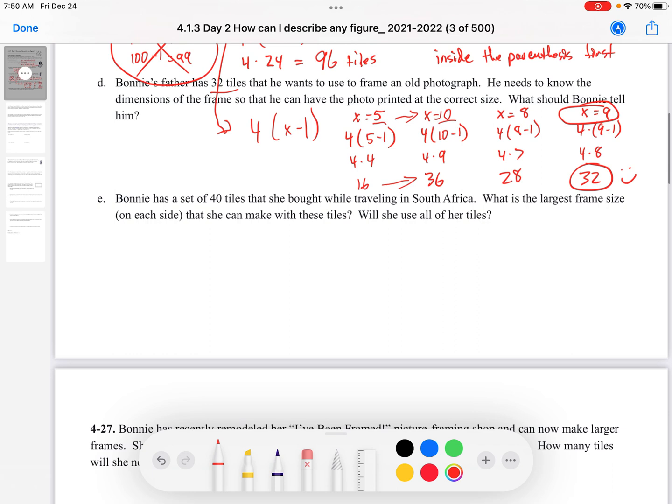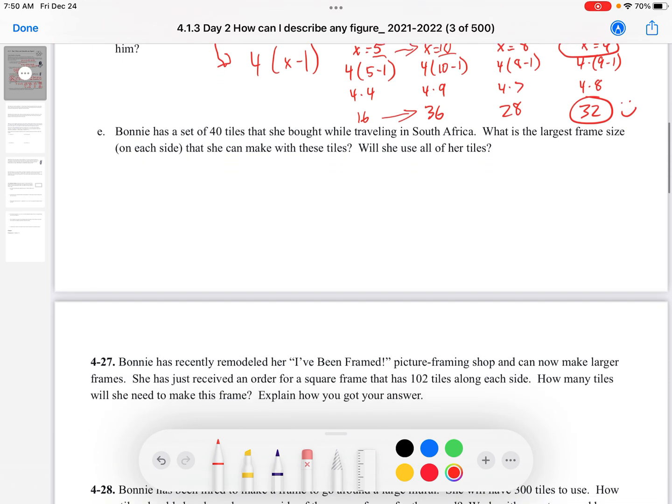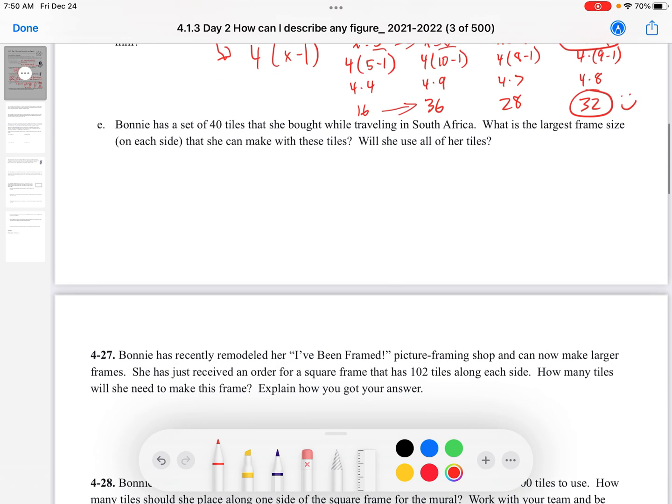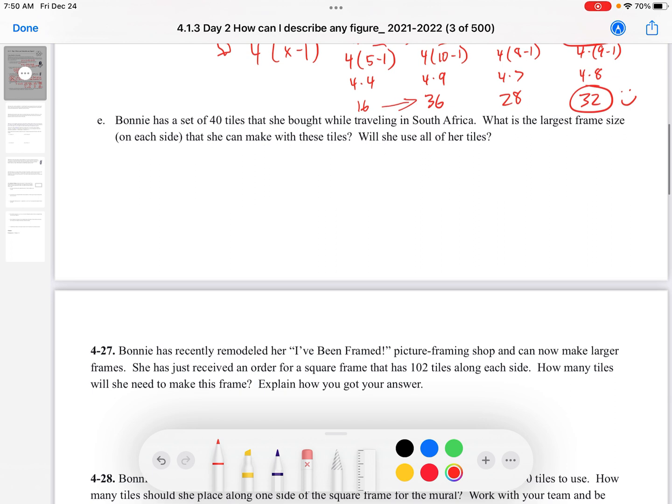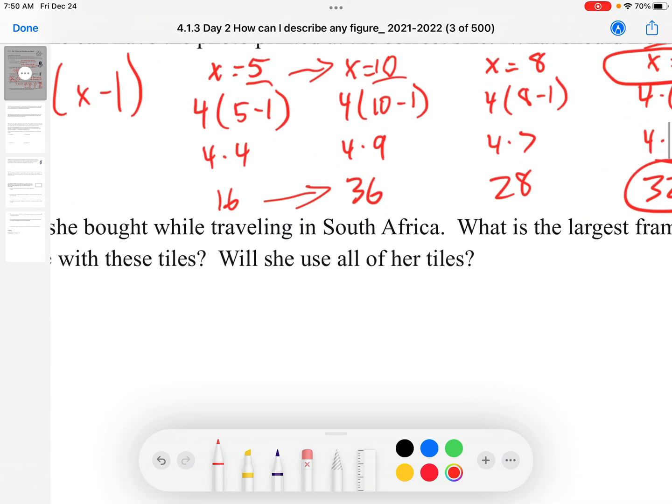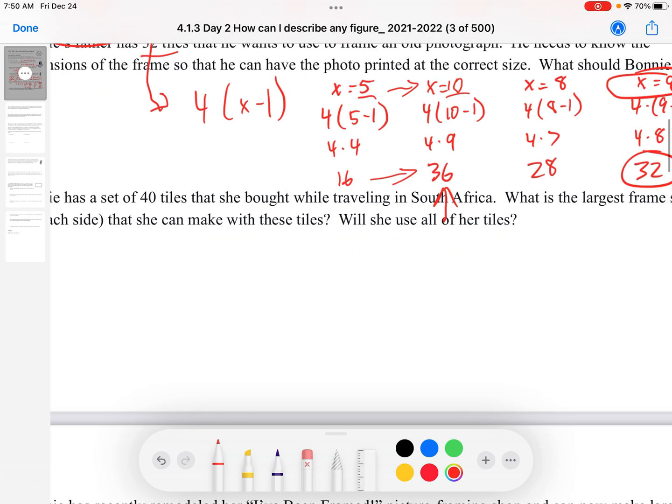Bonnie has a set of 40 tiles that she bought while she was traveling to South Africa. What's the largest frame size on each side that she can make with these tiles? Will she use all of her tiles? Well, we already know that if we did 10, we get 36. So let's try 11. X equals 11.